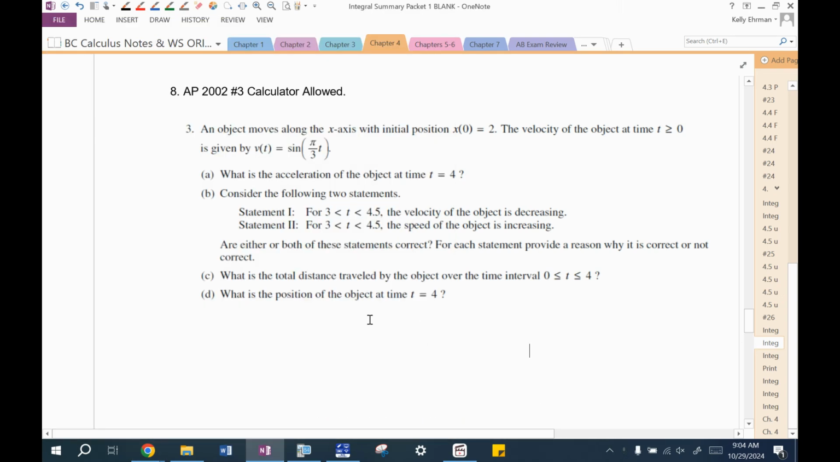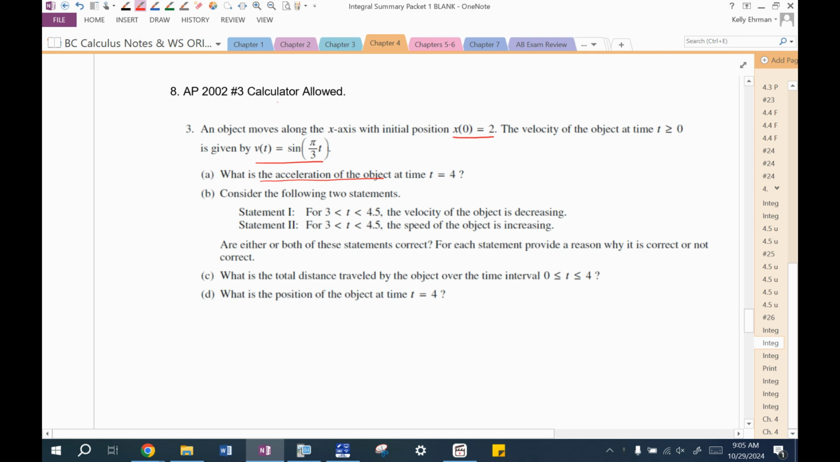All right, for page 5, we're on problem number 8. This is from the 2002 AP exam. It was number 3, calculator allowed. An object moves along the x-axis with initial position x of 0 equals 2. So I'm just going to underline that. I like to highlight things for myself. The velocity of the object at time greater than or equal to 0 is given by this function. What is the acceleration of the object at time 4?